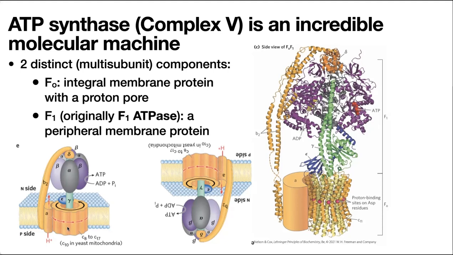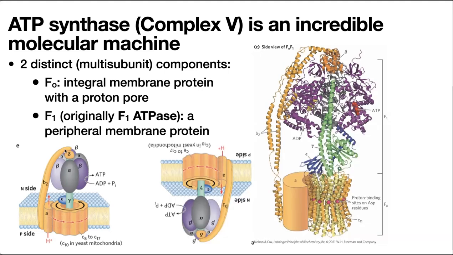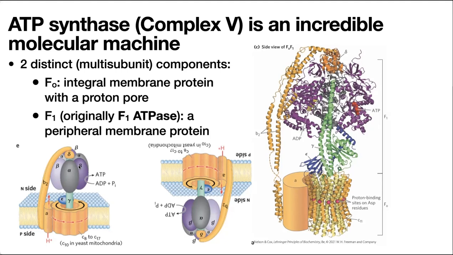So as you saw in the video, you have these two distinct multi-subunit components. We have our FO or F0, this integral membrane protein, and we have this F1, which is going to be our peripheral membrane protein. Our F1, this is where we're actually going to have the active sites in these beta subunits. And it's going to have this central stalk, this gamma subunit, that's going to connect things to our FO.